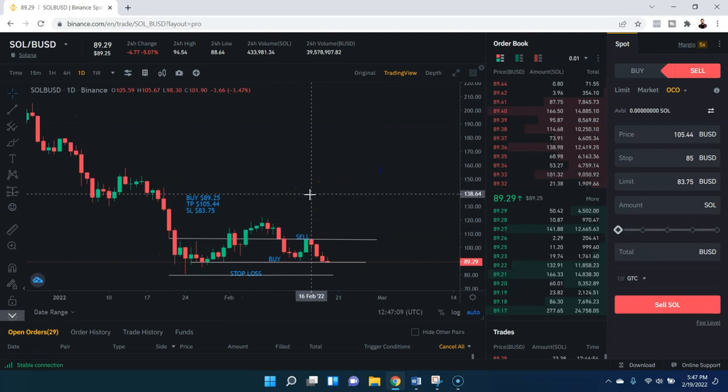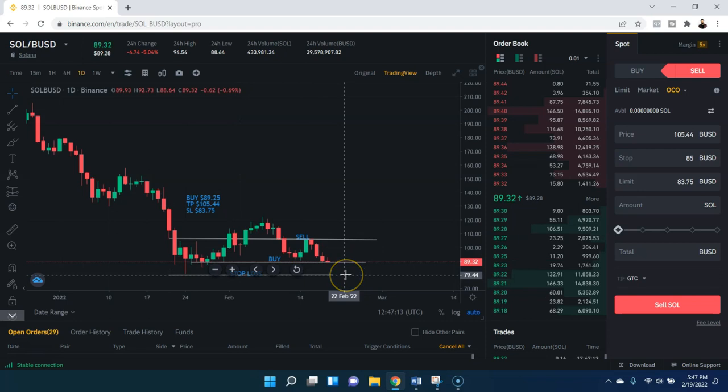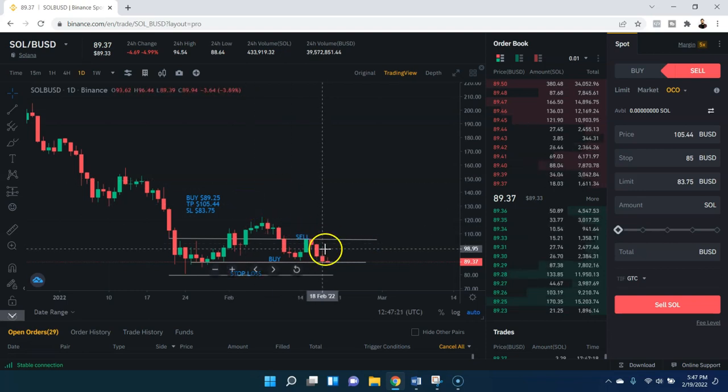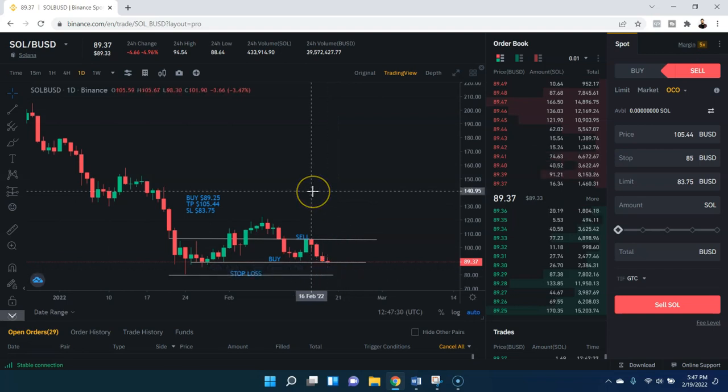The OCO option plays a vital role in your trading journey. If there is a huge market crash, then you just exit the market and your portfolio does not go into a big drawdown or a big loss. Or if you are sleeping and you are not in front of the screen, you can use the OCO option to set your take profits and stop loss. It basically automates your trading journey.